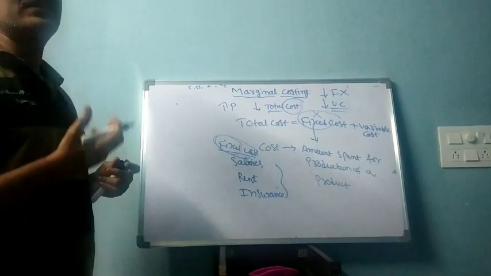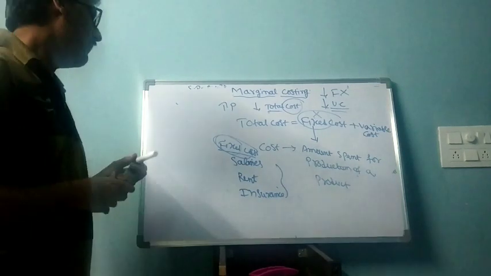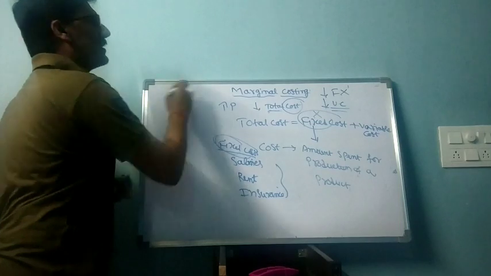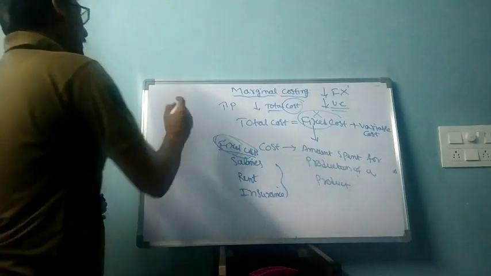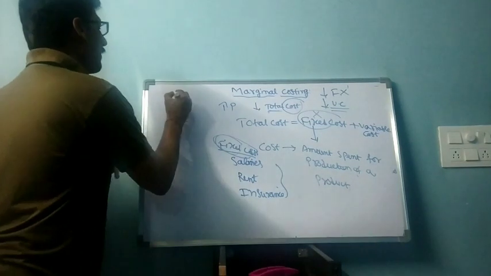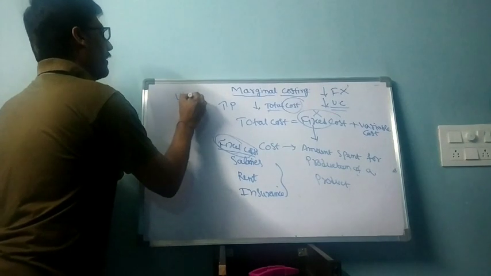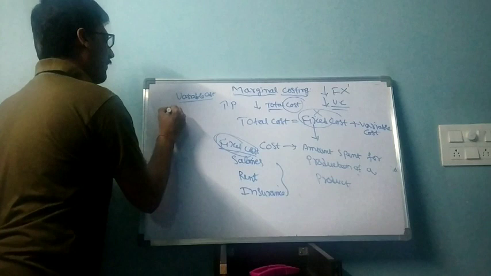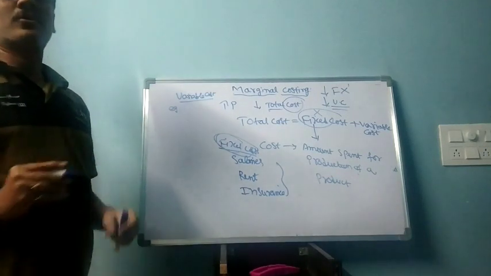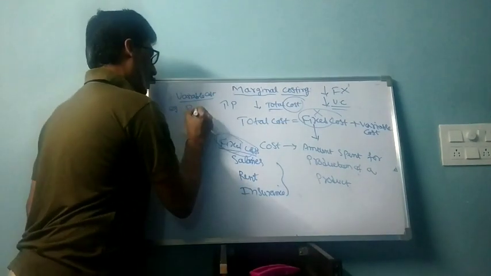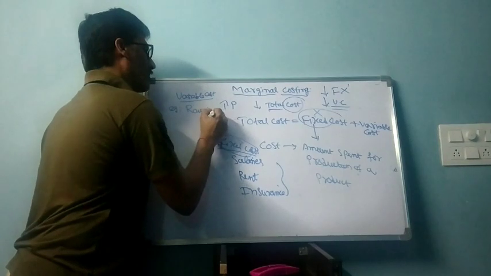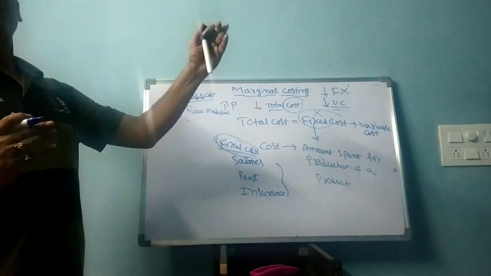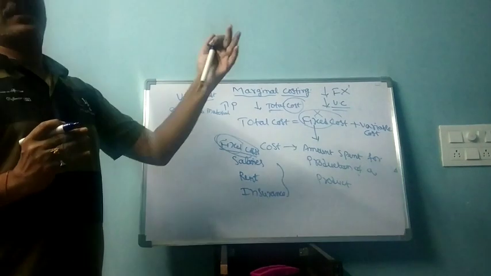The name itself is telling: variable. Varying means what? Changing. Variable means something which is changing. That means the cost which changes along with the output is called variable cost. The best example for variable cost is what? Raw material cost. For producing any product, you are supposed to incur raw material cost. If you want to produce more output, you will require more raw material.